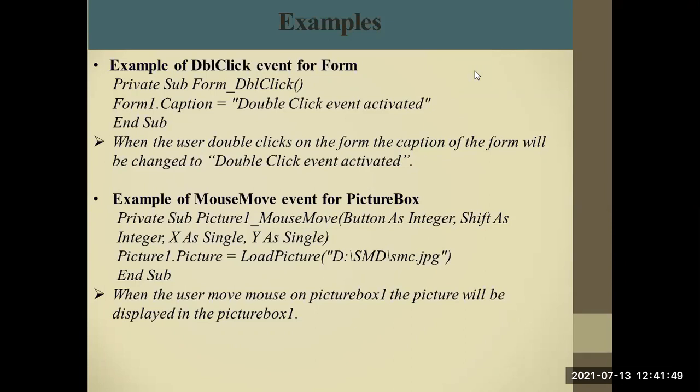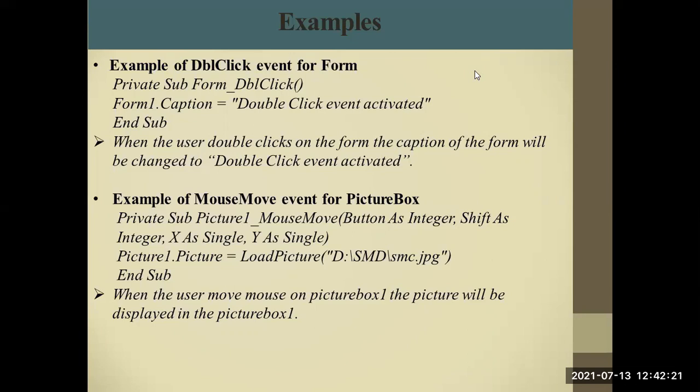Then the next example you can see is a mouse move event for a picture box. We are again using the Private keyword. Then our function name is Picture1_MouseMove. Here we are receiving the arguments. You can see the argument Button as an integer, Shift as an integer, X is a Single type entity and Y is also a Single type entity.